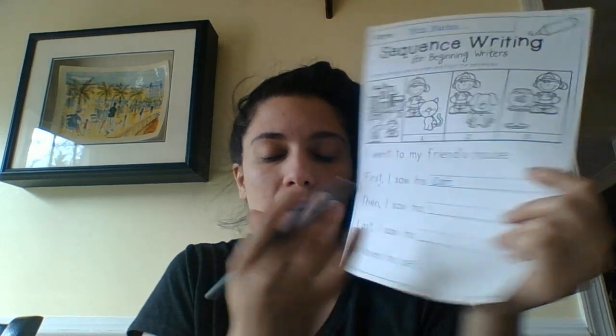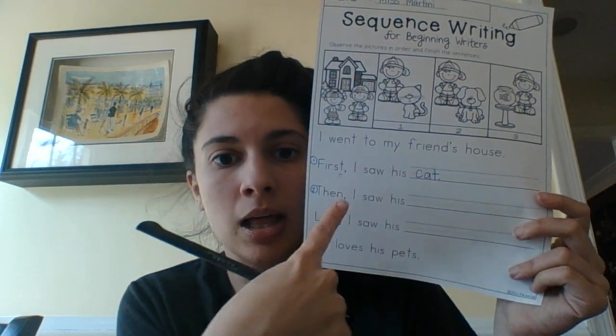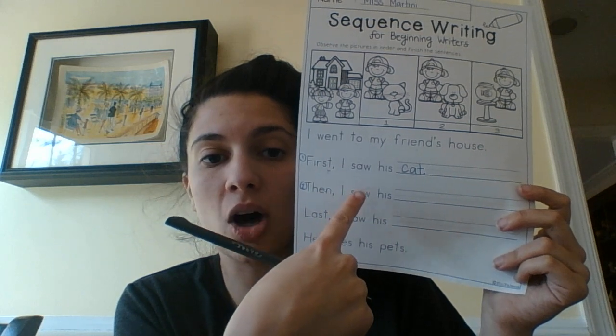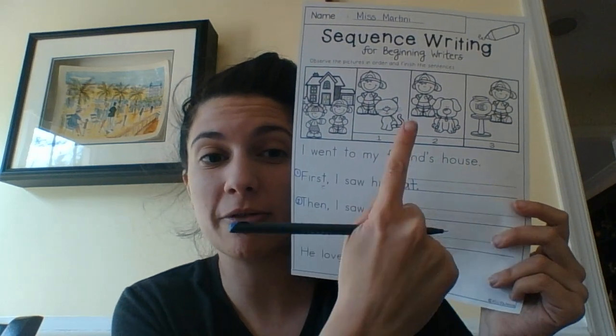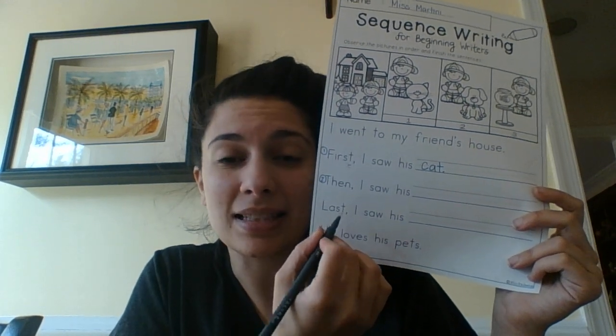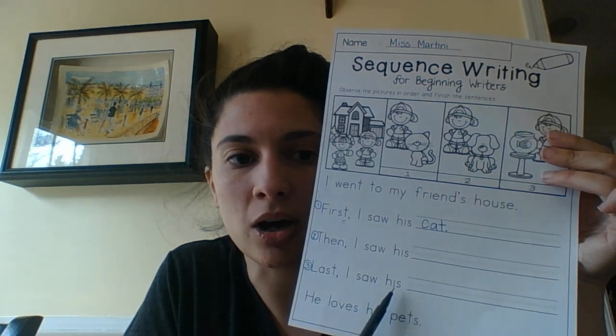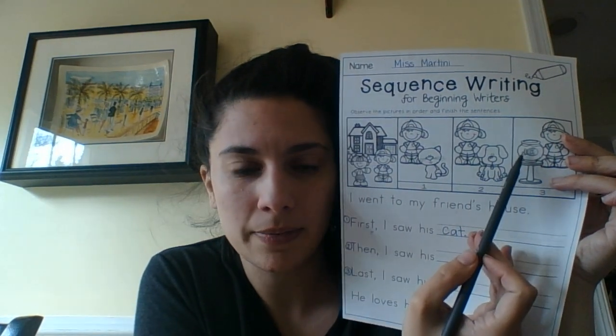Now it's going to go to then. That first one was the number one picture. Now we're going to go to number two right here. Then I saw his. Now it's going to be your job to fill this part in. What did he see? Then last, that means at the end. So we're going to go to the last picture, which is the number three picture. Last, I saw his, what did he see? And you're going to write that down.